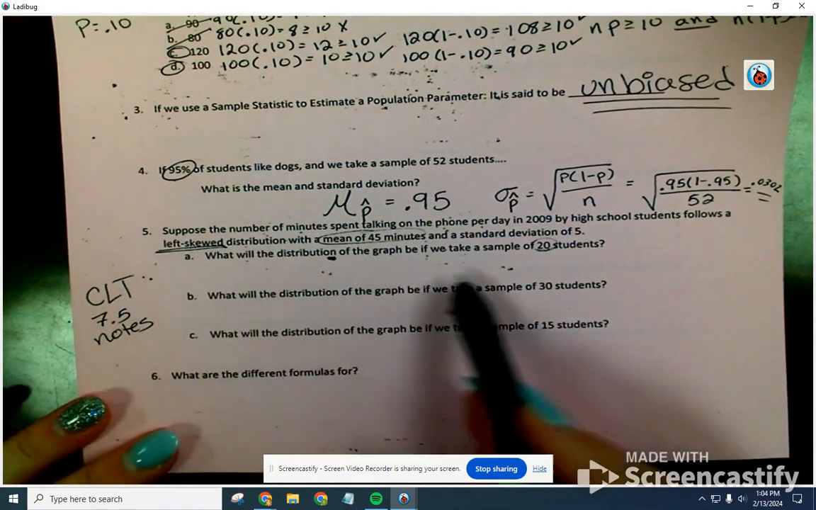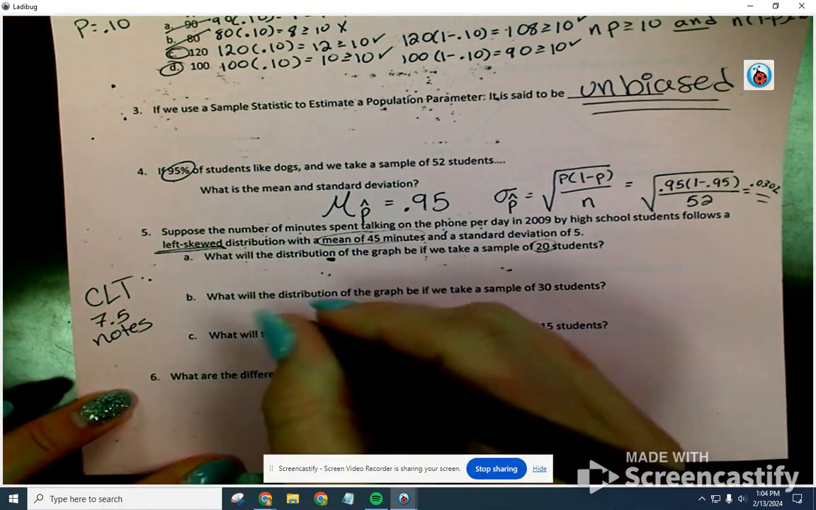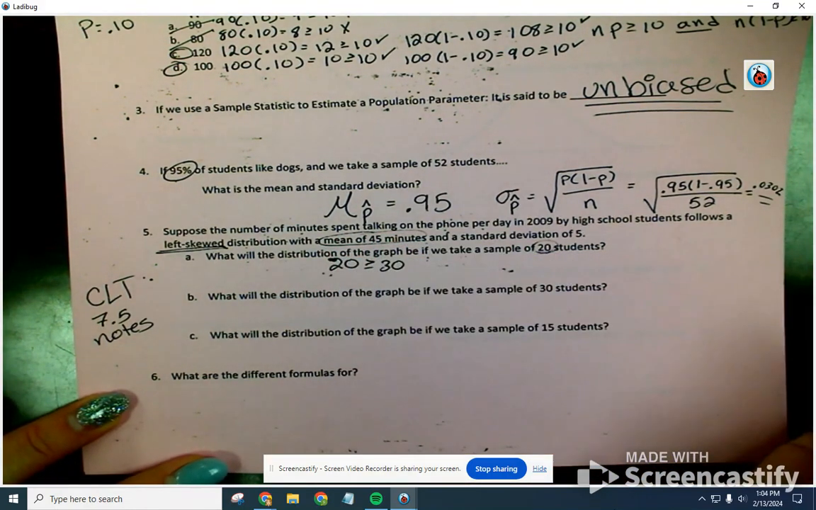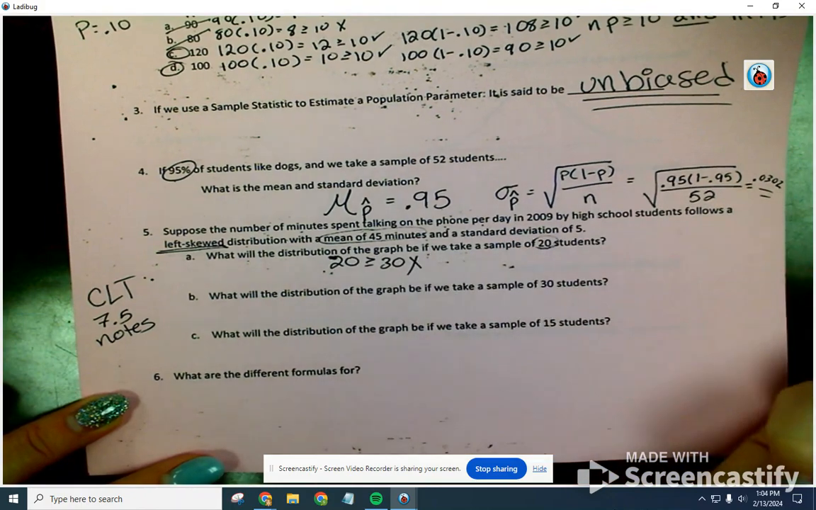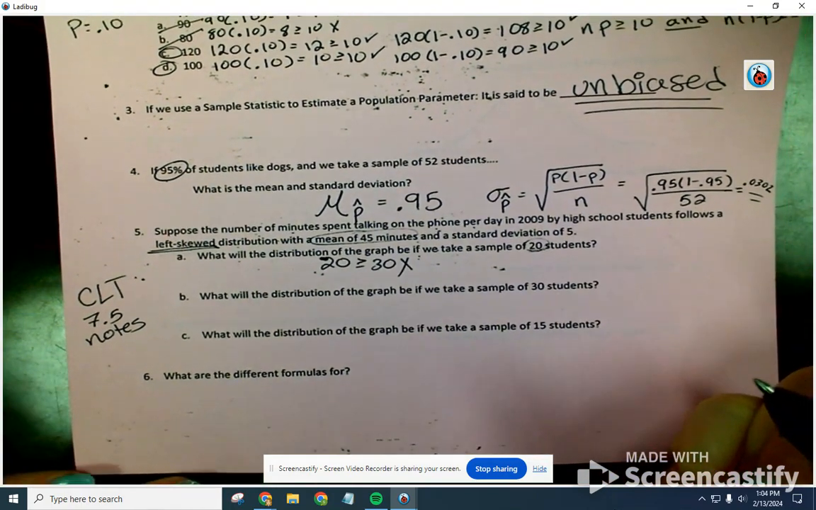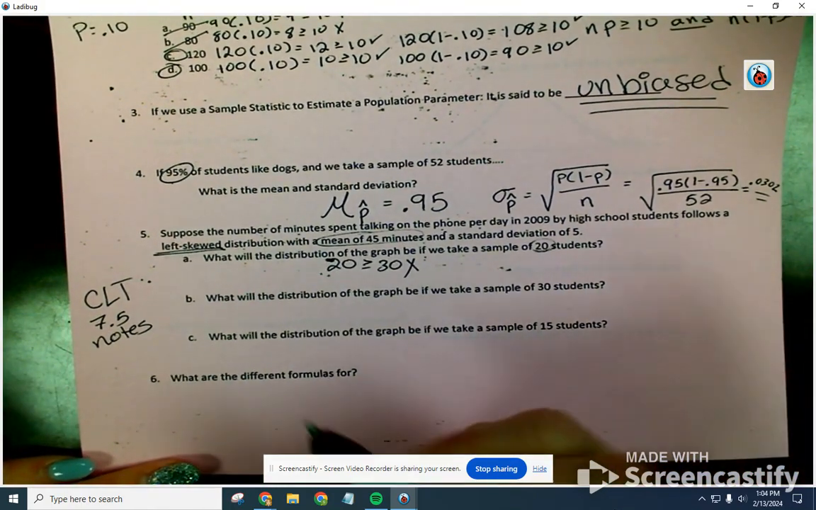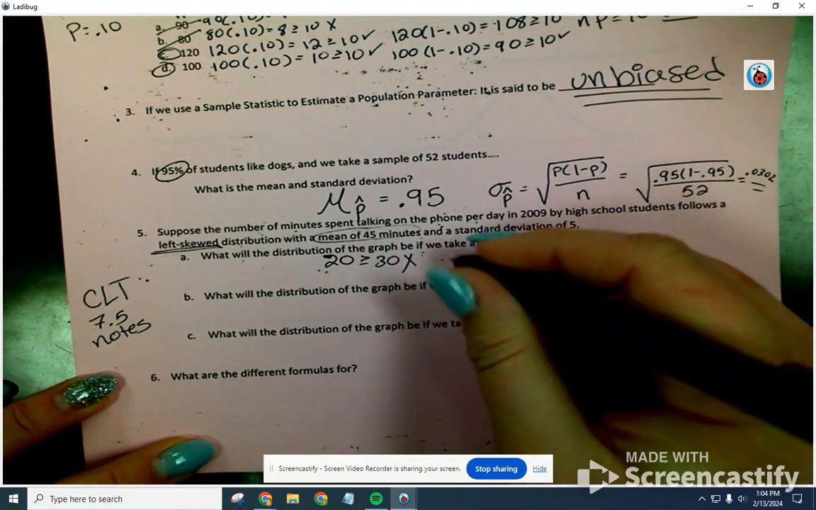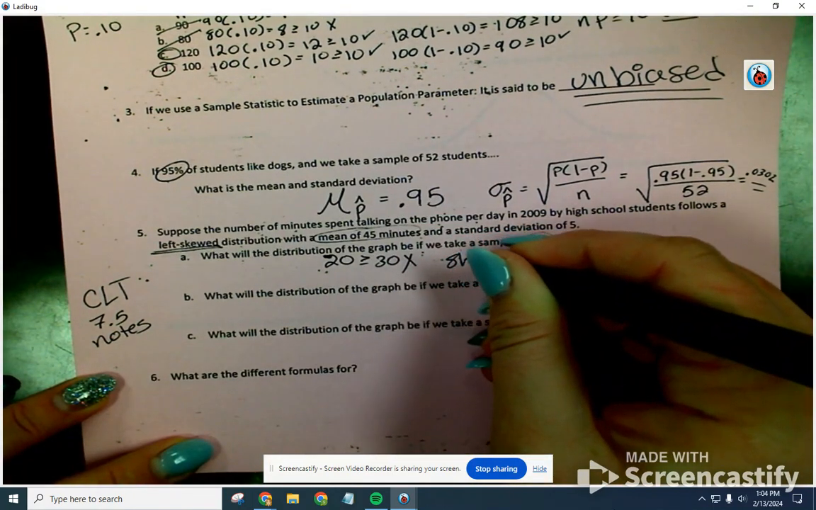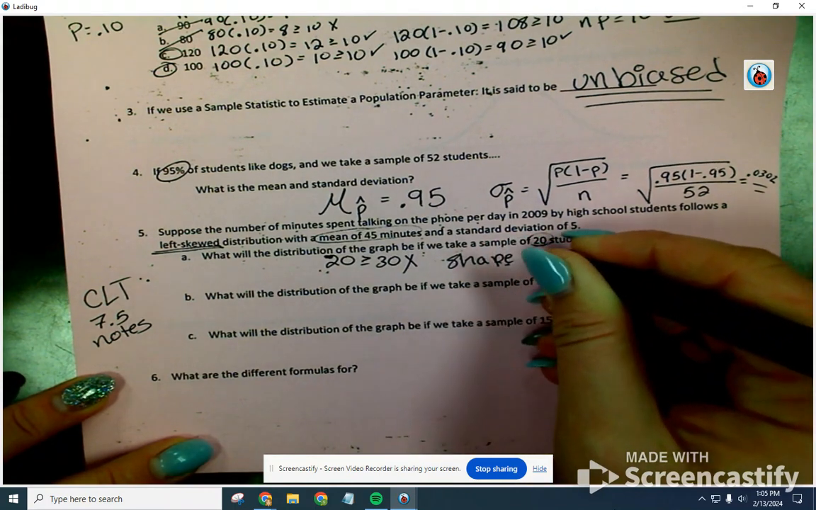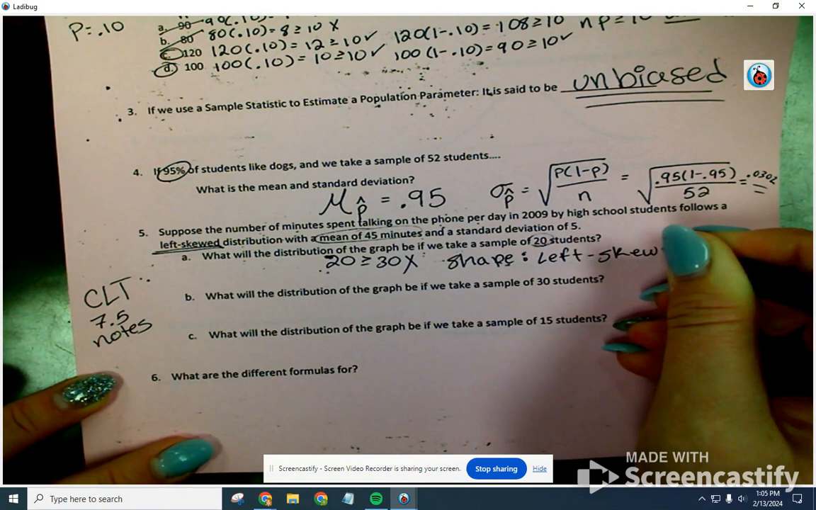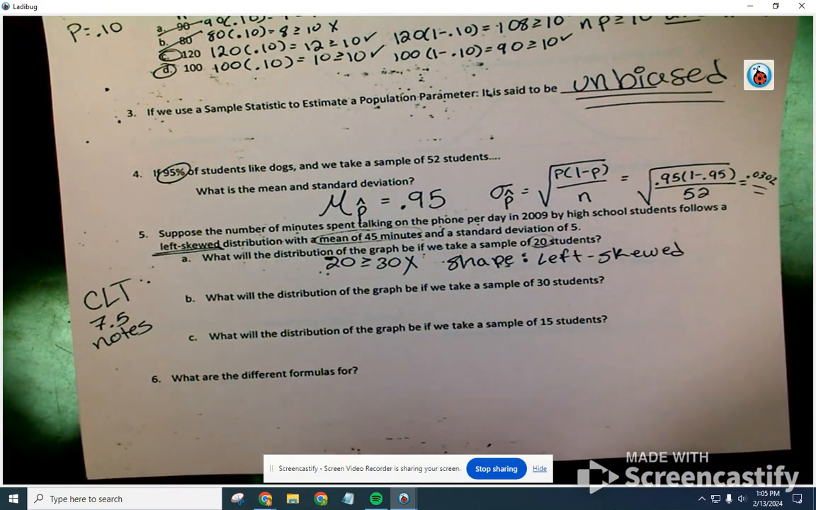So for this one, it says that the sample size is 20. So we're going to look, is 20 greater than or equal to 30? No. So because of that, it's going to take the same shape as the population, and the population shape is left skewed. So the shape for this is going to be left skewed. Or you could put skewed left.